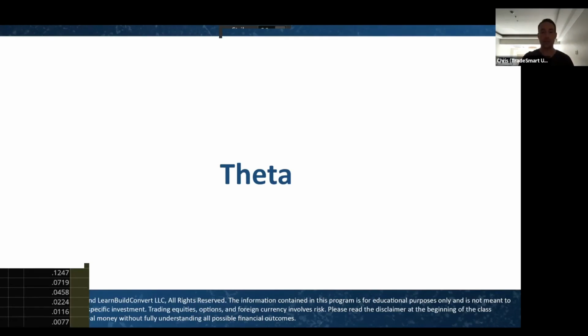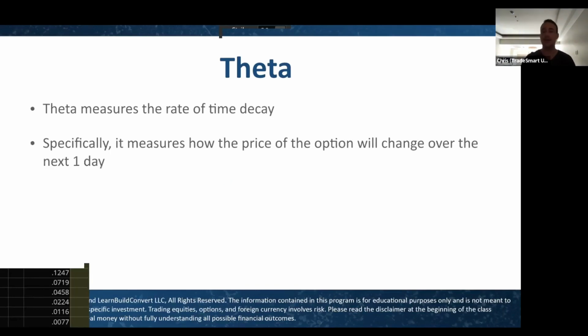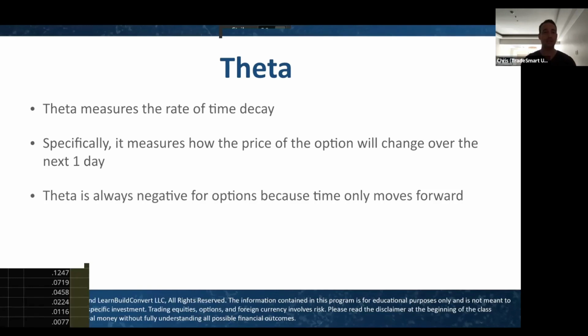All right, so let's go to theta now. So theta is our Greek that measures the rate of time decay. This is a very important one to pay attention to because time decay is something that we are always fighting against when we buy options, or it's something that we want on our side when we're short selling options. So theta, to be specific, measures how the price of the option will change over a 1-day period. Over the next 1-day period, how will that option change in value?